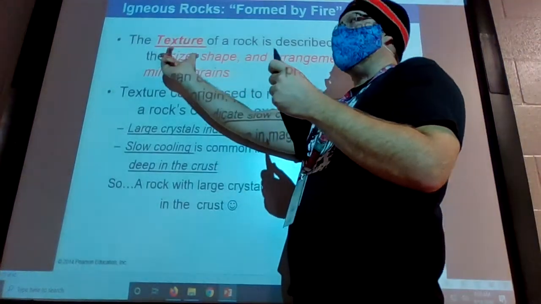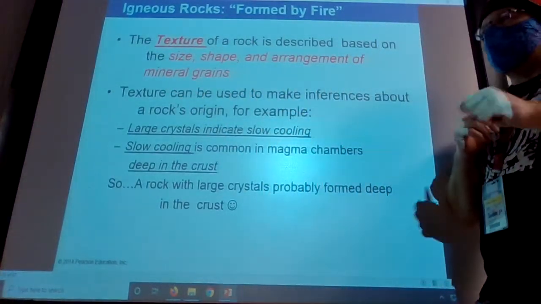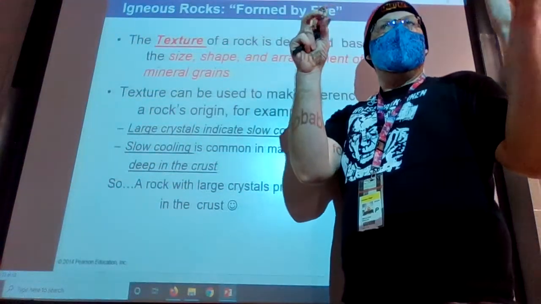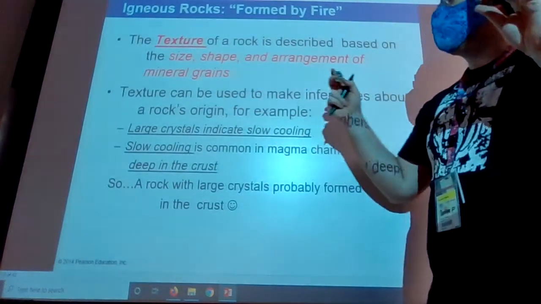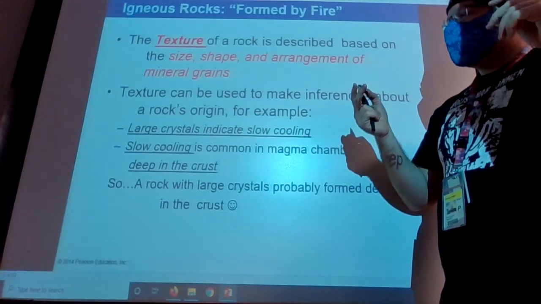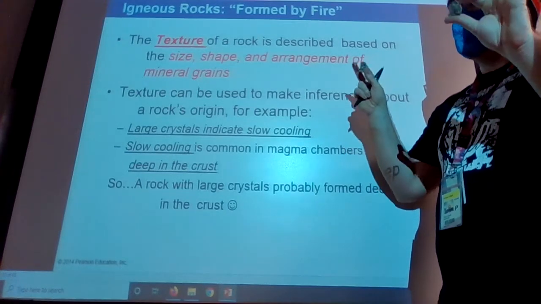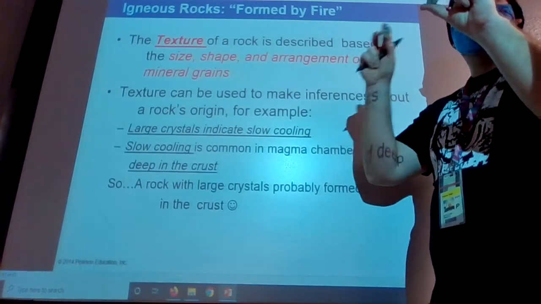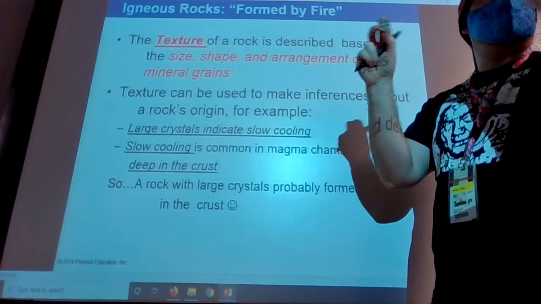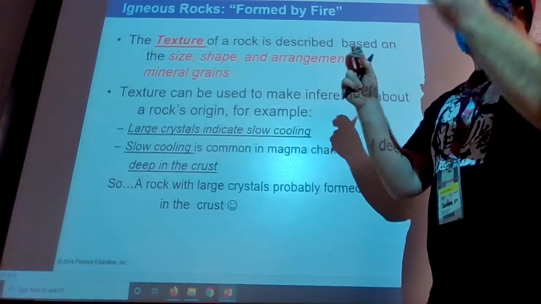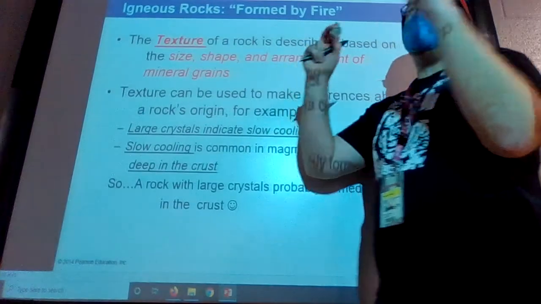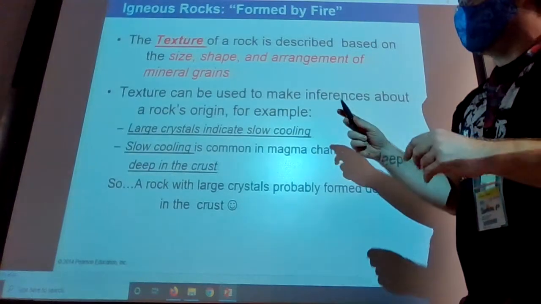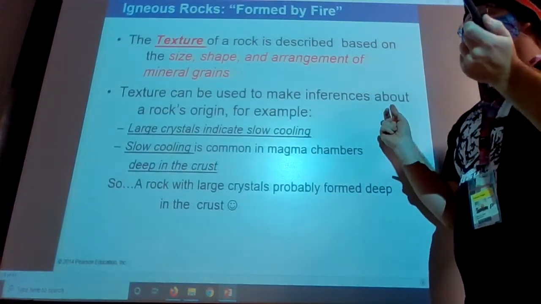We call it the texture. The texture of the igneous rock, along with the composition. Texture is going to be your crystal size, and it does say shape, but we'll see, it's more going to be size and arrangement of your mineral grains. The other side to that is composition, which is what color they are or what minerals you think they are. So composition is what it's built out of. The texture is how it's built. With texture of igneous rocks, size, shape, and arrangement of those mineral grains, texture can be used to make inferences about a rock's origin.